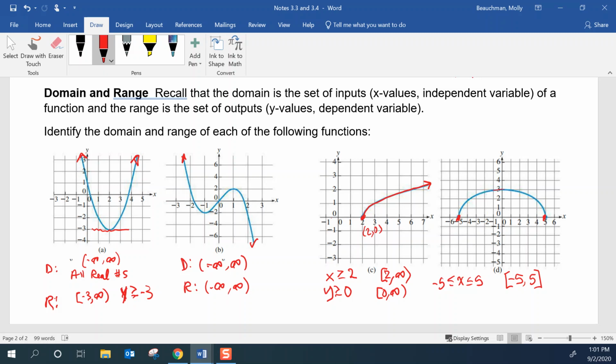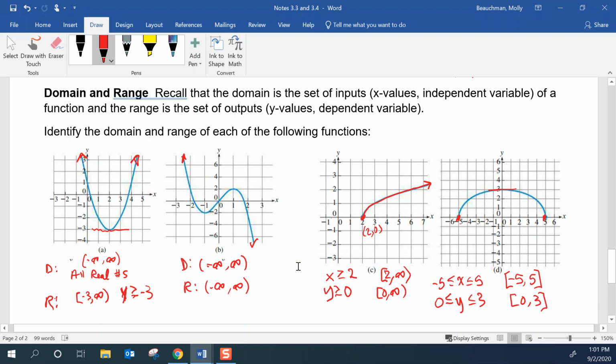The y values start at 0, but the highest y value is 3. So the y values are between 0, including 0, and 3. Or in interval notation, all the values between 0 and 3. So that's how to take a look at a graph and figure out the domain and range.